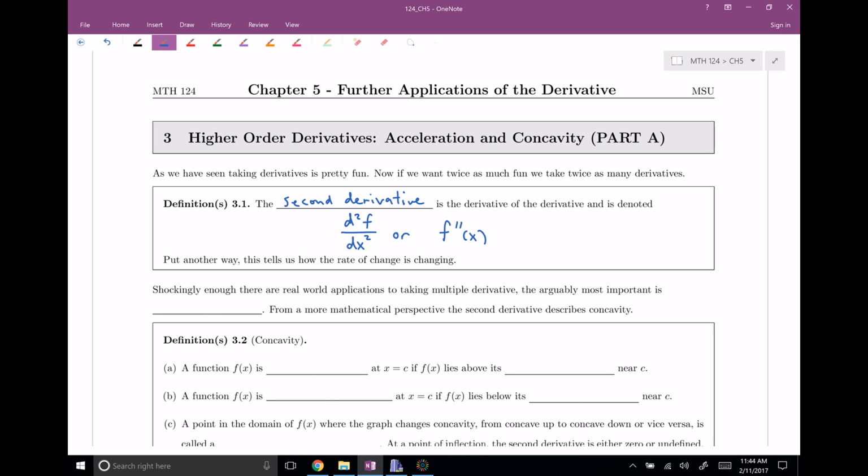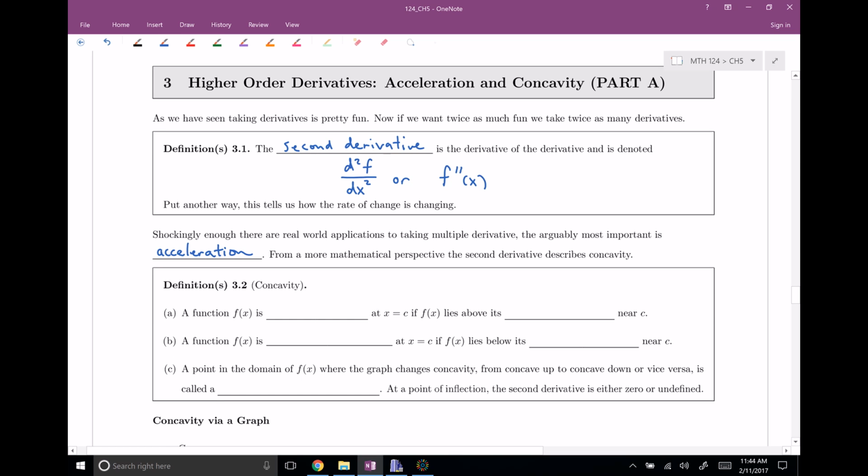All right, so shockingly enough, there are real-world applications to taking multiple derivatives. And arguably the most important is acceleration. So that's why we have that even in the title, acceleration and concavity. From a more mathematical perspective, this second derivative describes concavity. So let me first tell you what concavity is, and then I'll relate it to the second derivative.